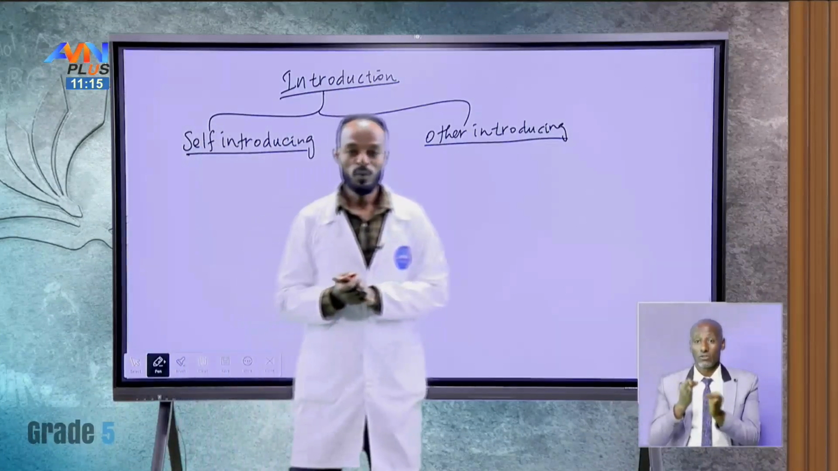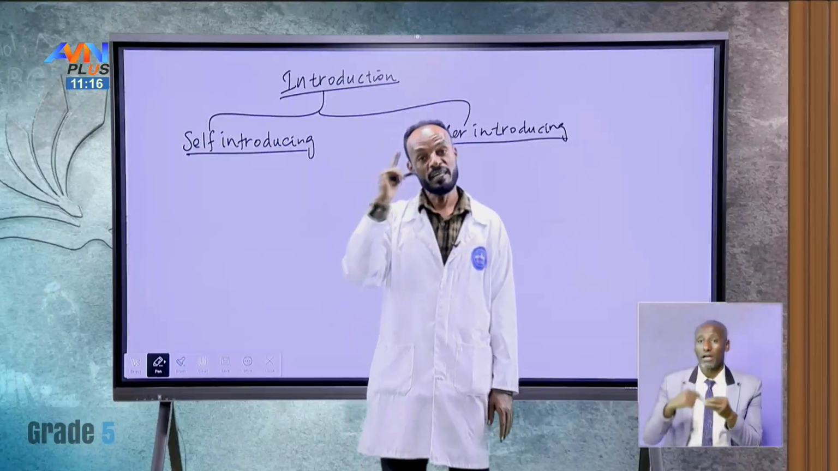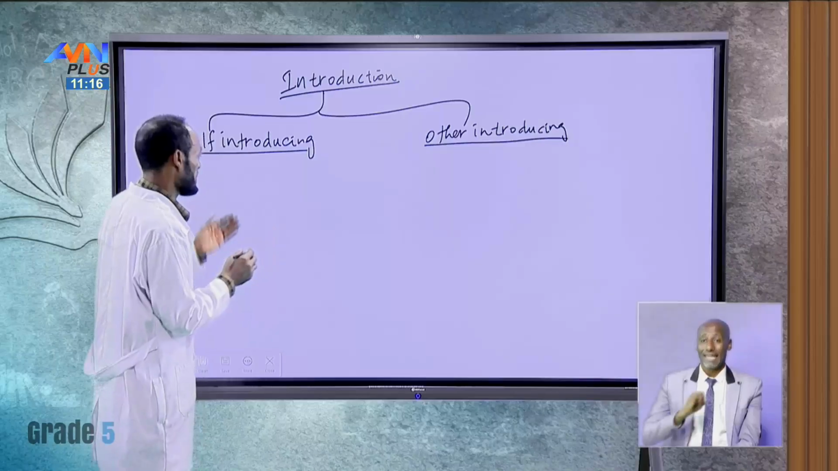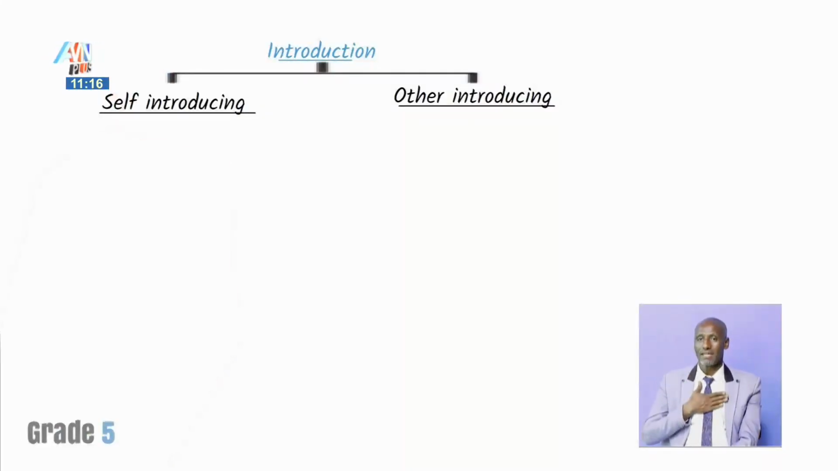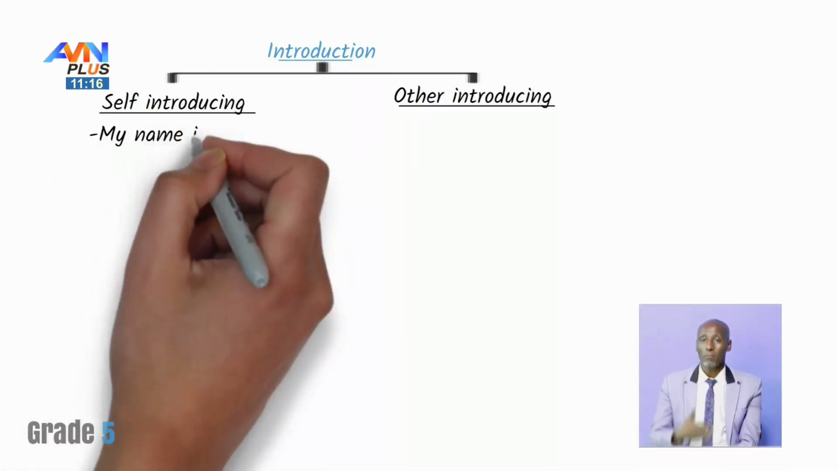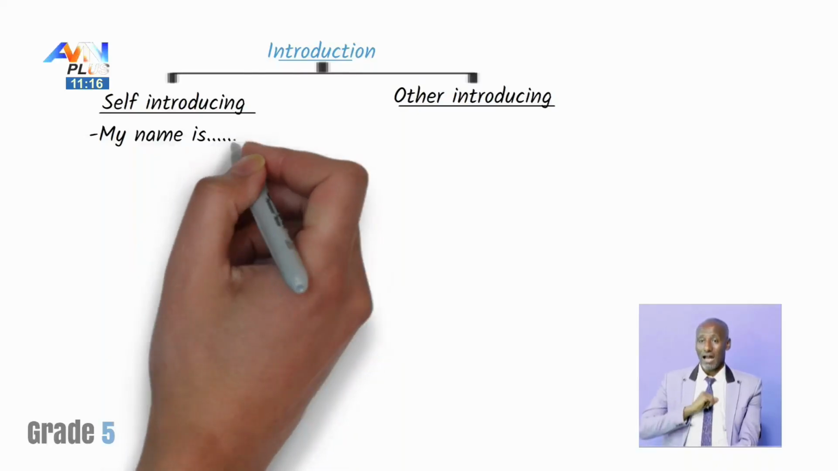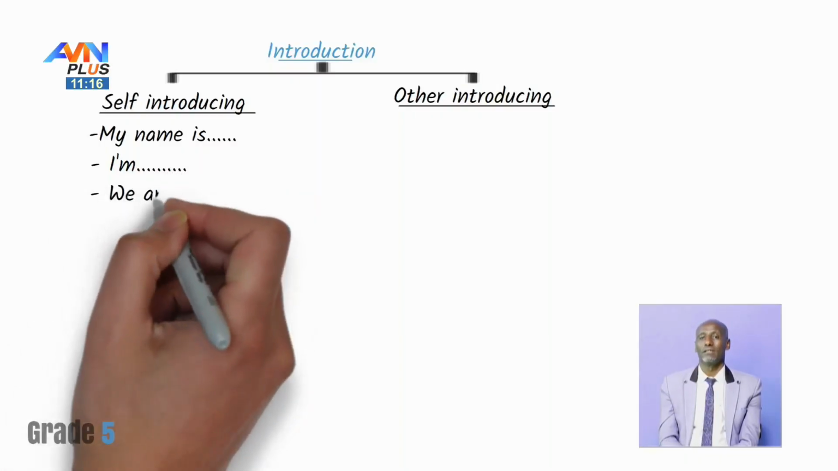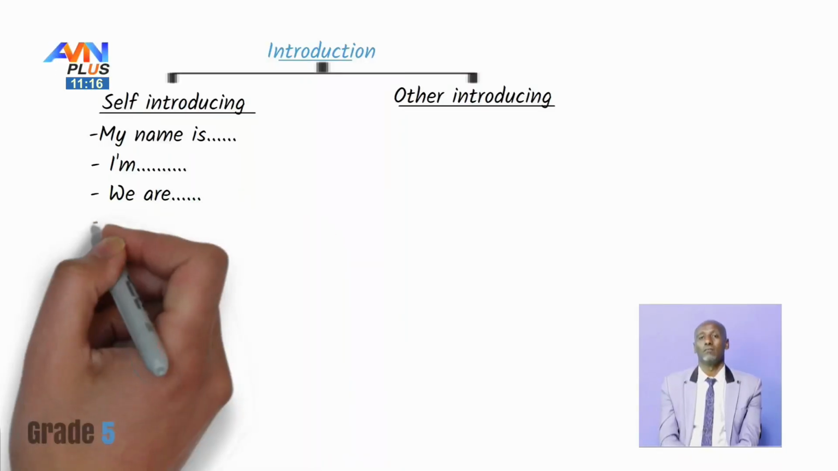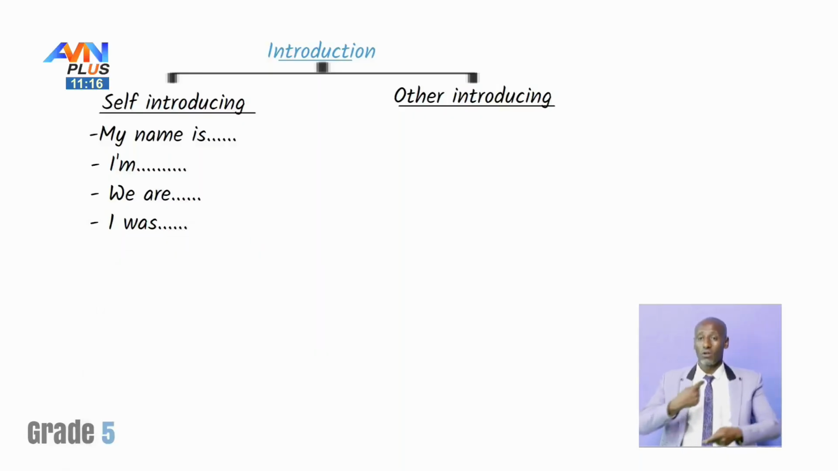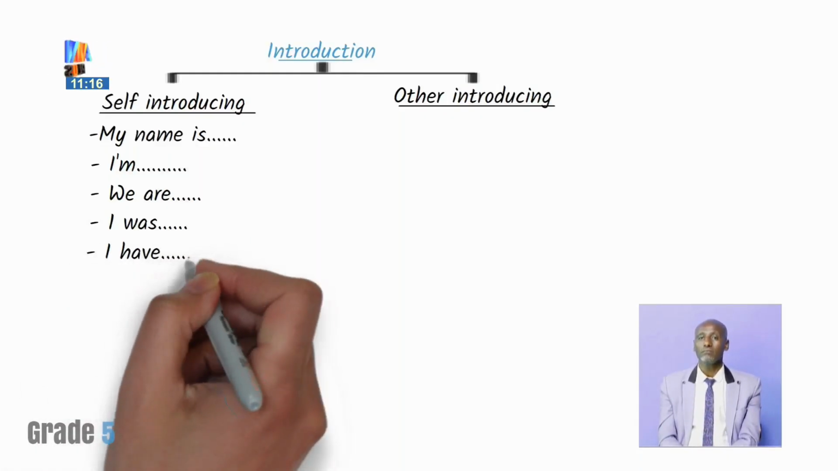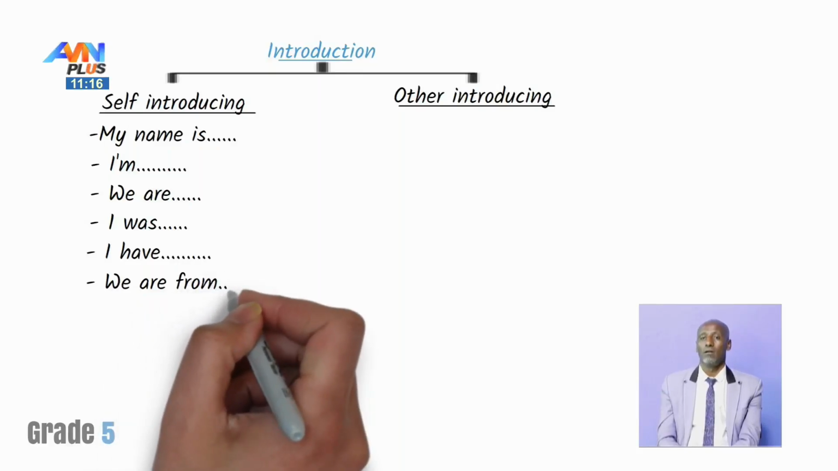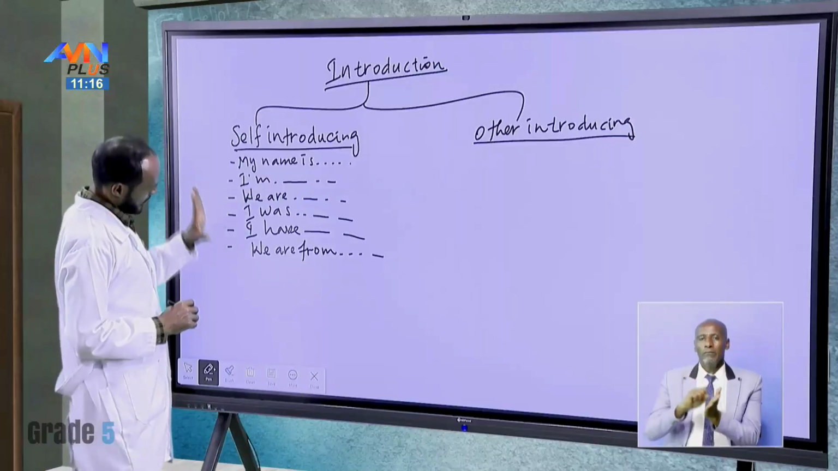When we say self-introducing, what do we mean? Self means you're talking about yourself, maybe in singular ways, maybe in a group, okay? So what kinds of phrases do we use in self-introducing? Yes, we have to say, my name is. Another one is, I am, we are, I was, I have, or we have. Then we can say we are from, or I am from is possible.